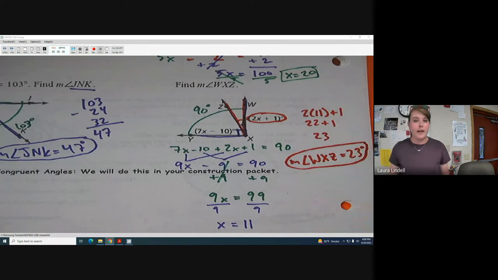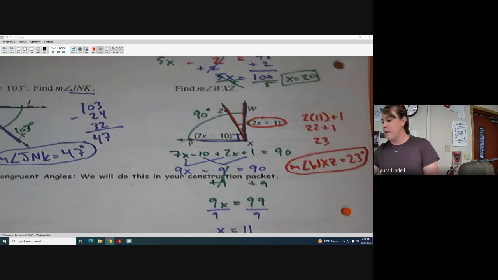All right, and that's pretty much everything we need to know for today. So we need to be able to find missing angles when there's x's involved and also when there's not x's involved, kind of the easier and the more difficult of those two scenarios. So go ahead, turn the page.